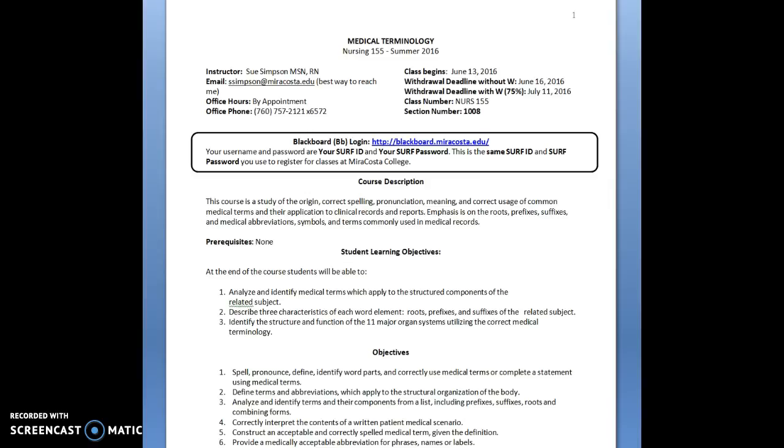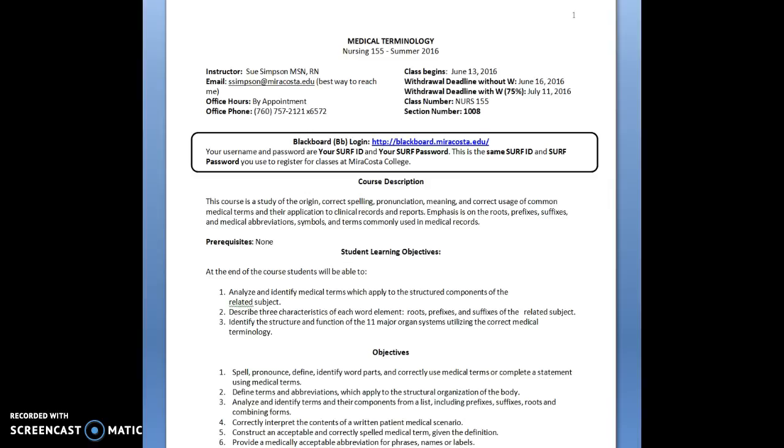Our class begins June the 13th. The first day to withdraw without a W is June the 16th. That means you can get your money back, just take off. You can withdraw with a W at the 75% point, which is July 11th. And after that, you're in and you'll get a grade.